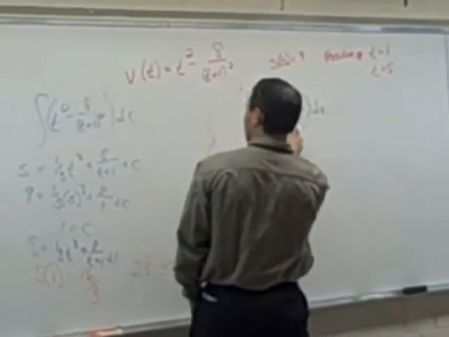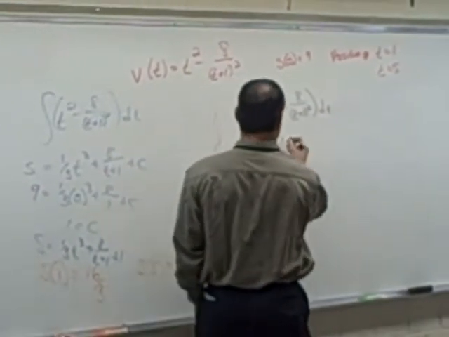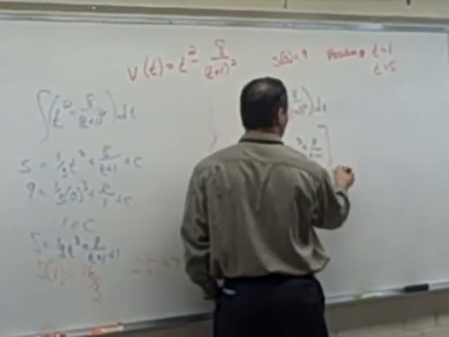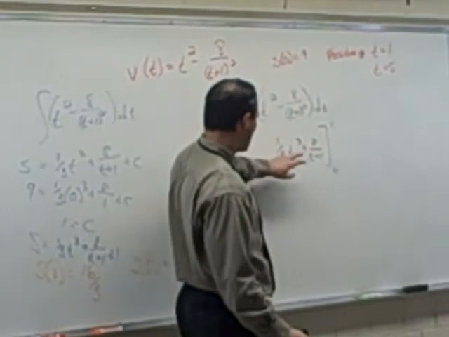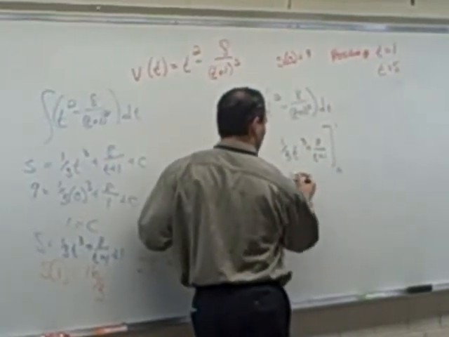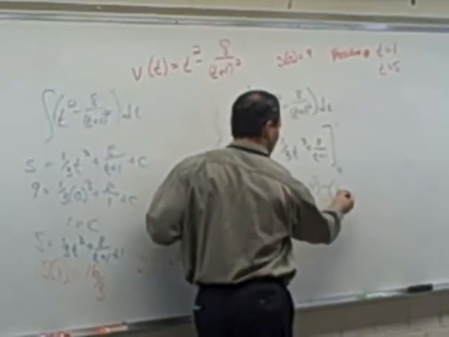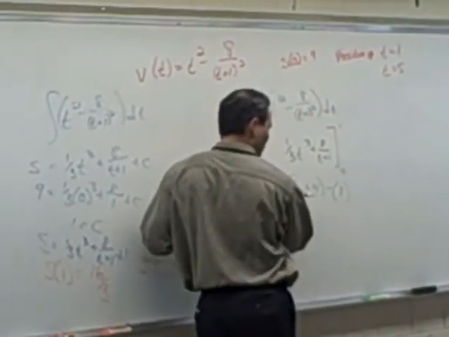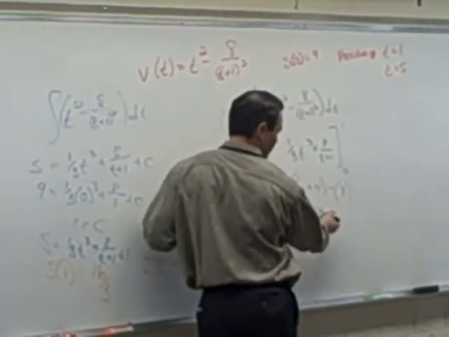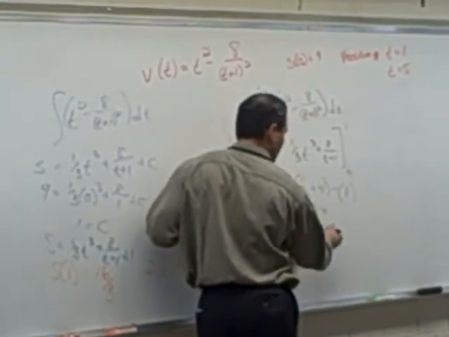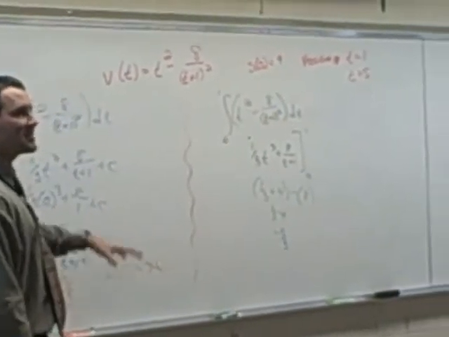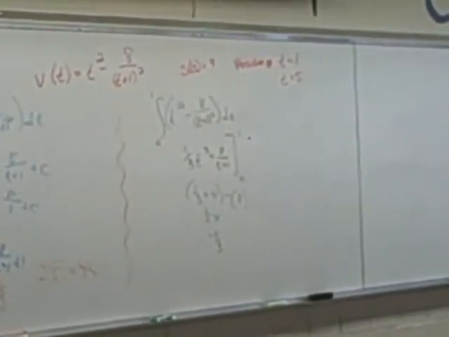So again, my antiderivative will be the same. If I evaluate it from 0 to 1, I get 1/3 plus 4 minus 8. So I get 1/3 minus 4. So that's 12 thirds. 1/3 minus 12 thirds. Negative 11 thirds. Okay, this is another way of doing the same problem.